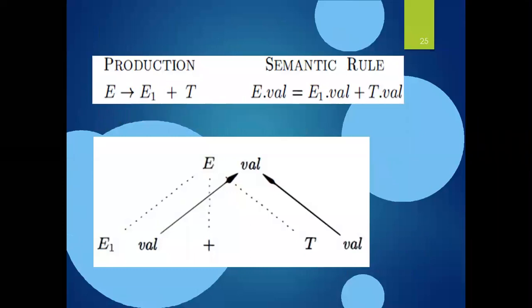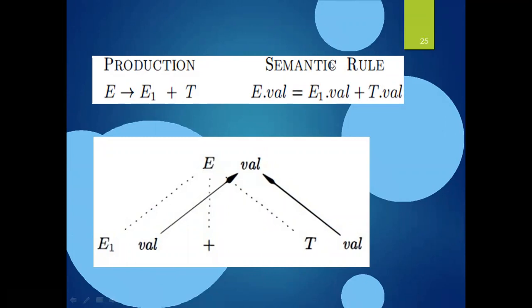See here, we have an example: E tends to E1 plus T. The attribute associated with these nodes is dot val. Here, in the semantic action, the attribute I am representing is dot val. Why? Because here I have an operator, plus. What it means is, if I use the values at the place of these two nodes, then some computation will be performed, and that output is assigned to the root node E. So for that I am defining the dot val attribute.